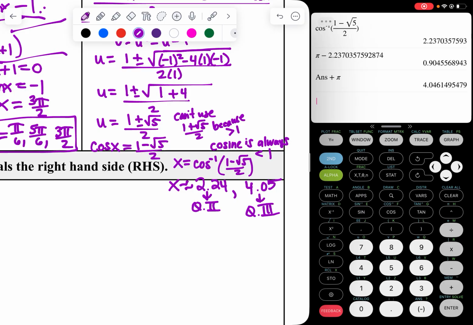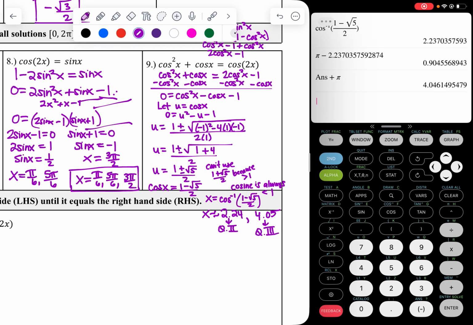So there are my two values, one in quadrant 2 and one in quadrant 3, because 1 minus the square root of 5 over 2 is negative. And if we want cosine to come out negative, it's got to be down there in those two quadrants.